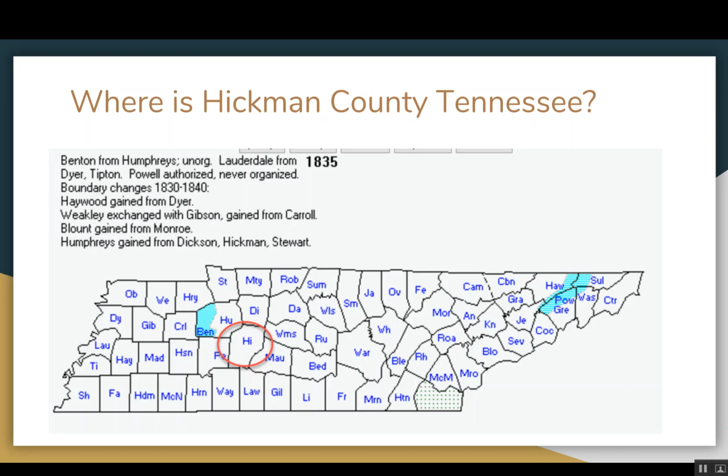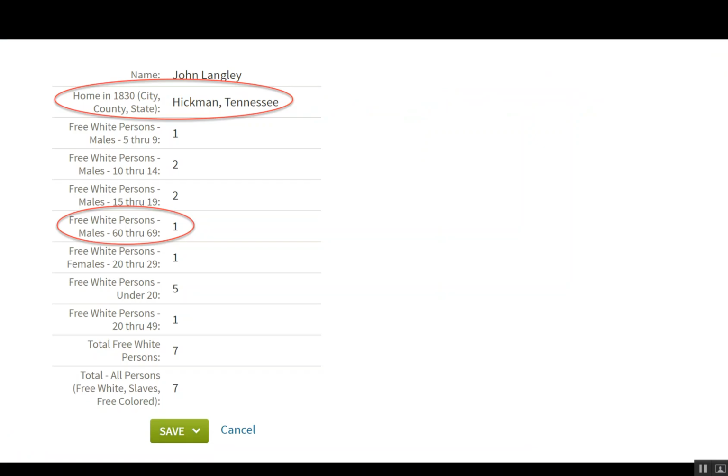So if we look at Hickman County, there's Hickman County right here, and right to the side is Maury. So, for those of you that have done a lot of genealogy, you know that they could be in Hickman, they could have been in Maury and then in Hickman, or vice versa, and the county lines may have changed a little bit. I don't think they did, but they could have been in the same place, and the county changed a little bit. So let's go ahead and look at these two and see what we think.